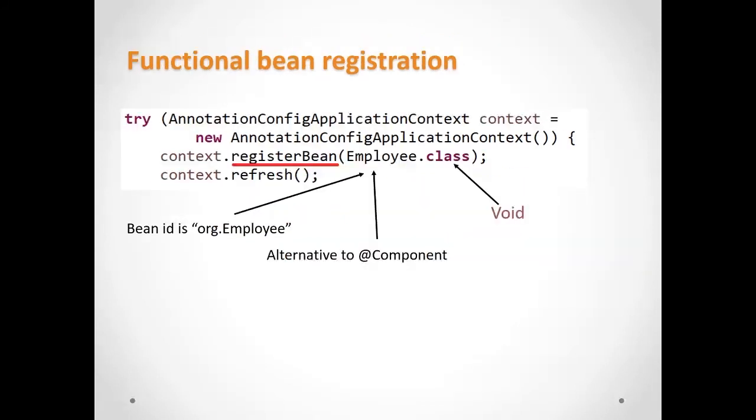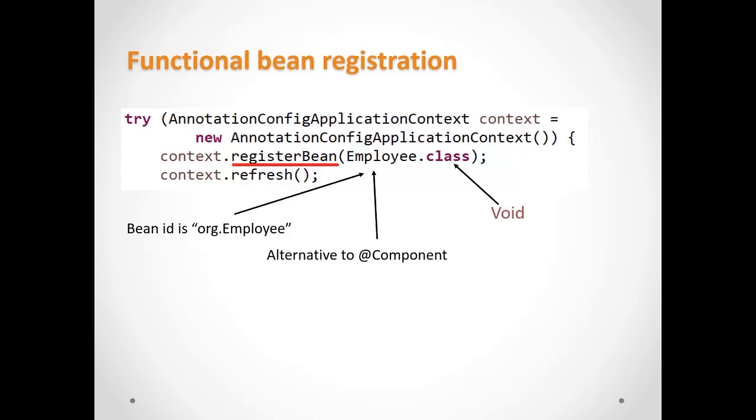What changed in Spring 5 and what is functional bean registration? Now, if you have access to annotation config application context, you can just pass a class name to function register bean, and Spring will register this bean as a new candidate. So this is similar to component annotation, but component is declarative approach, and this is the imperative or functional approach.